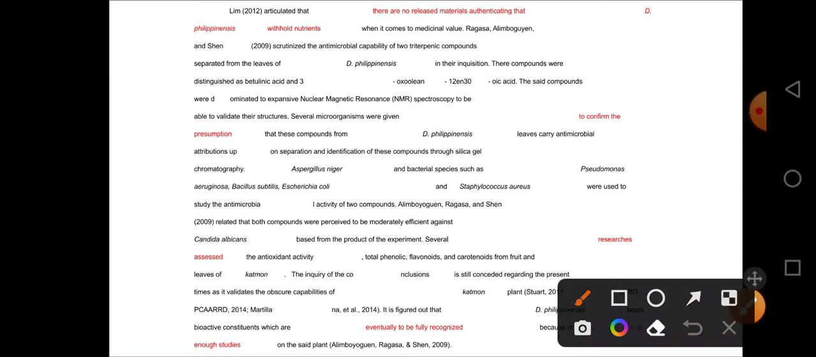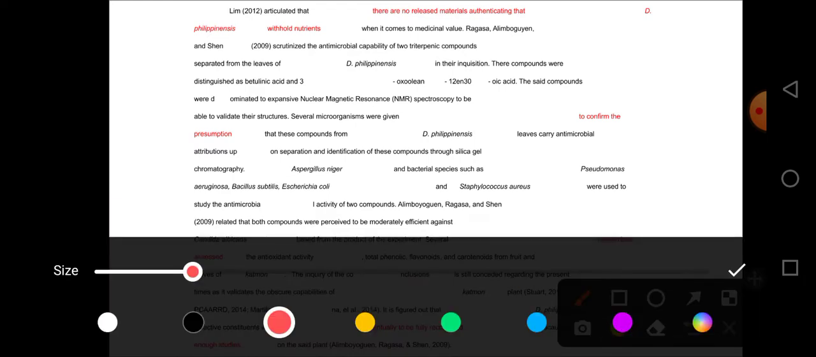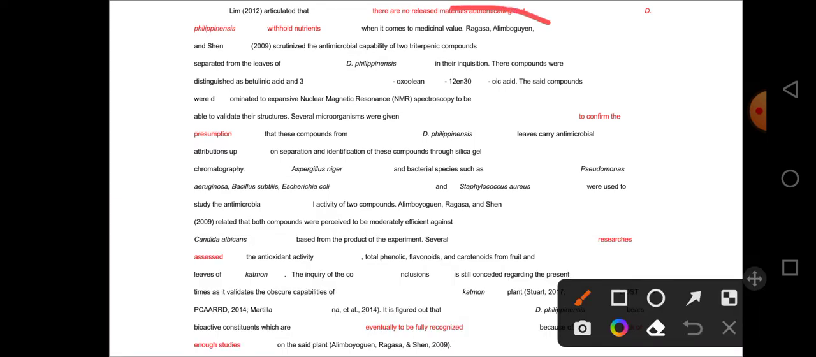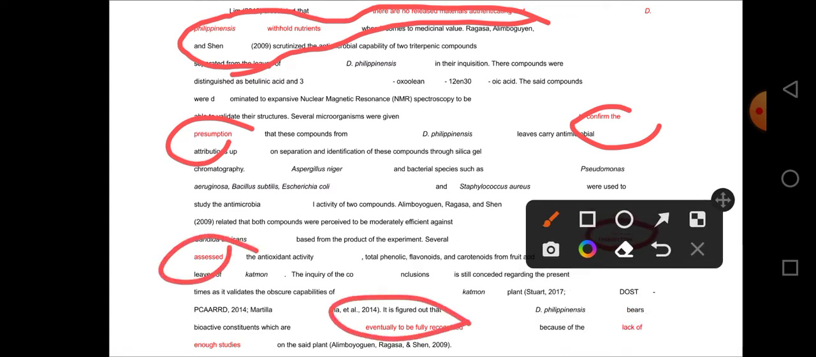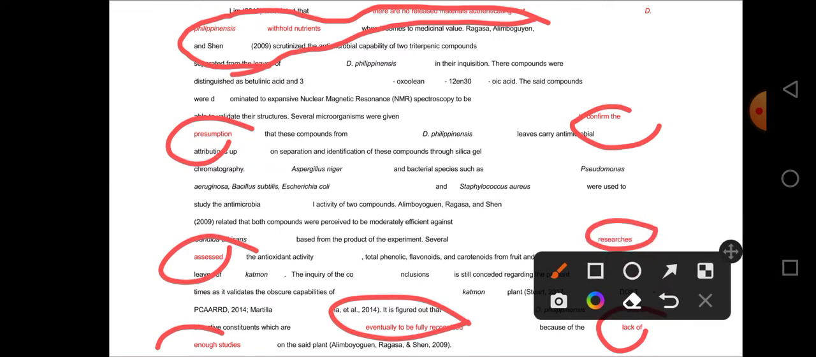So notice the highlighted words. We have "there are no relevant materials authenticating the Linea philippinensis that will hold nutrients." So to confirm the presumption, then we have here "researchers assess and eventually to be fully recognized," and we also have "lack of enough studies." Okay, so we encountered this earlier, correct?